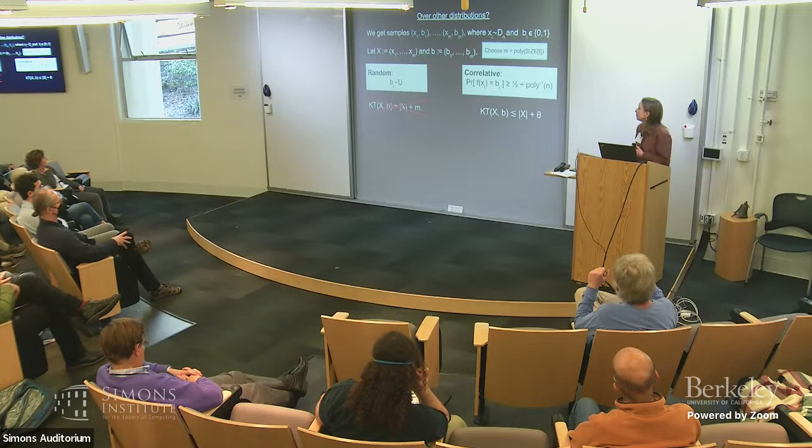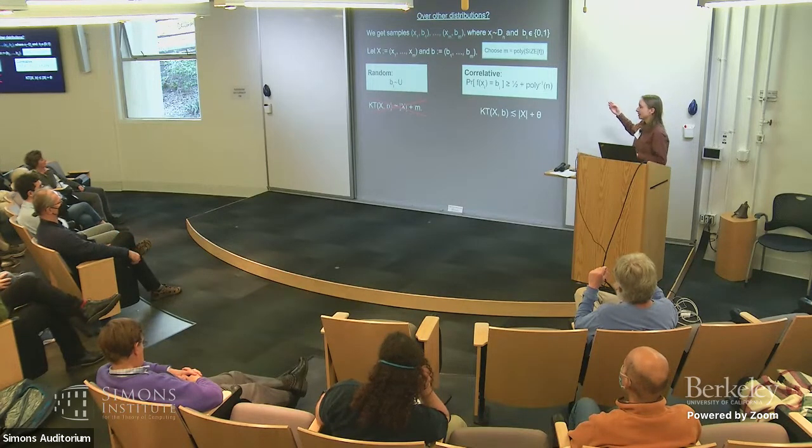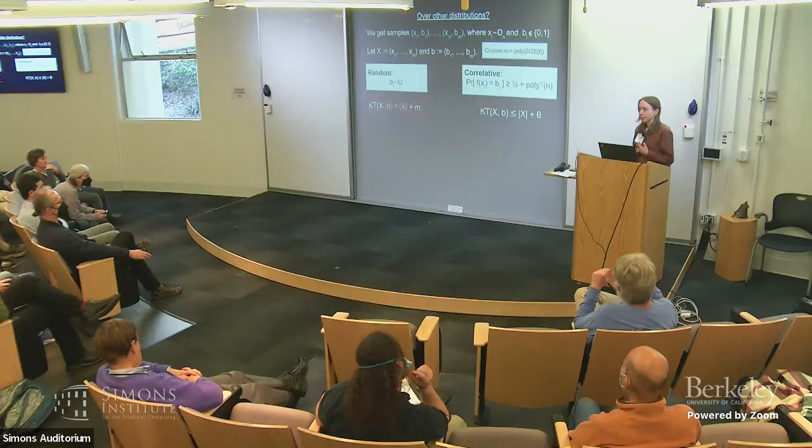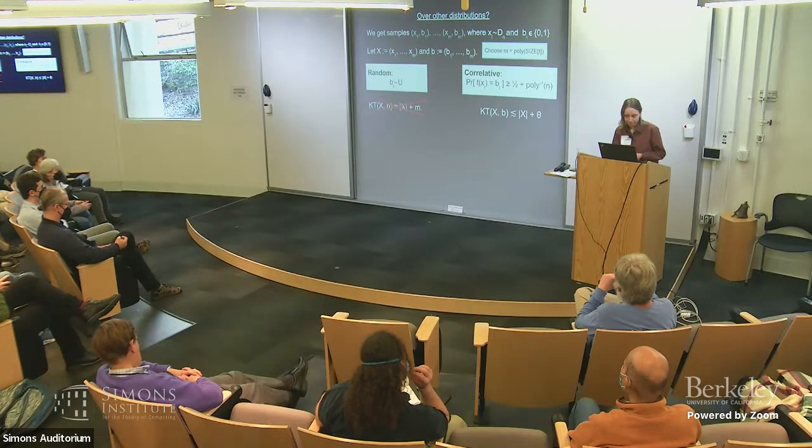And then the other issue is that with the xi's being sampled according to D, there's no reason to think that their KT complexity is likely to be large anymore. So we'll have to think of some way to get around that.